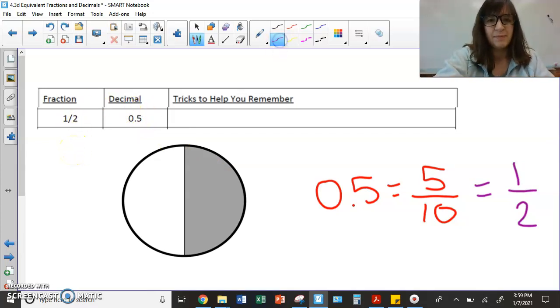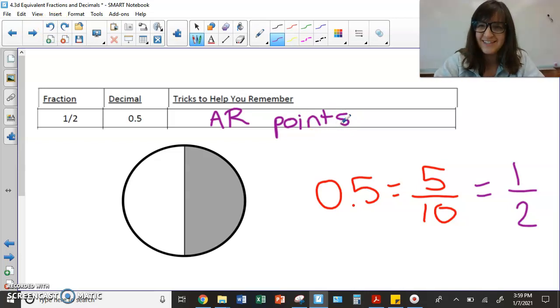The trick to help you remember: if you take AR tests and you read a shorter book, you might see a 0.5 written in there or like a 3.5. So I always tell my students to think of AR points when you're thinking of half. Like, oh, this short book is only worth half a point. AR has it as 0.5. That's just kind of a silly way to think about it. But the reason is because 5 is half of 10 and the tenths place is that place right there. So that's why 0.5 is equal to 1/2.